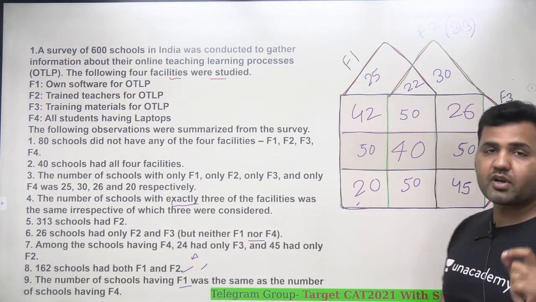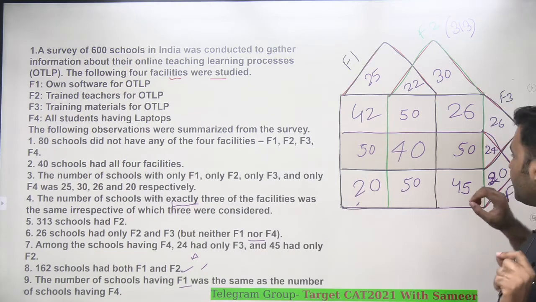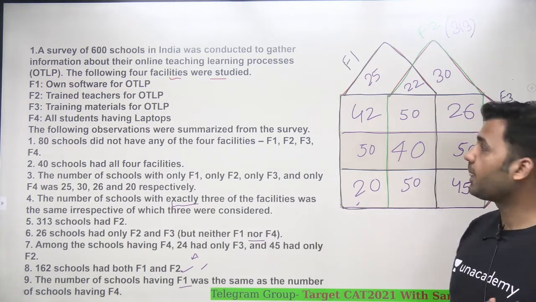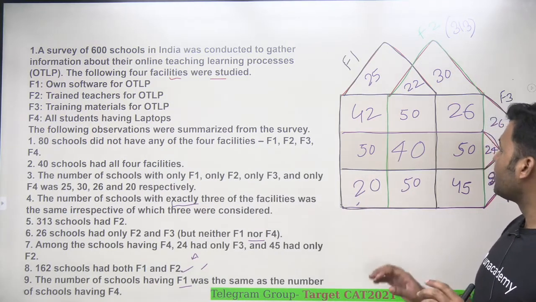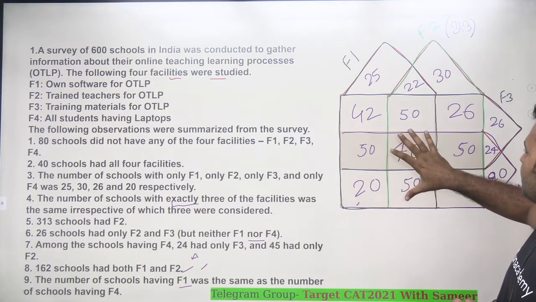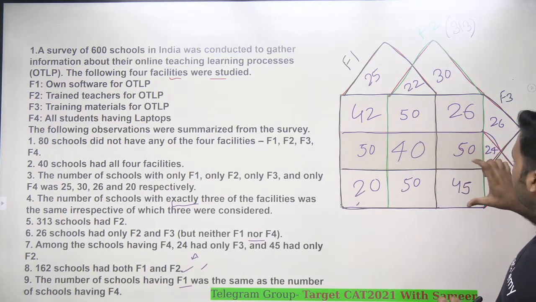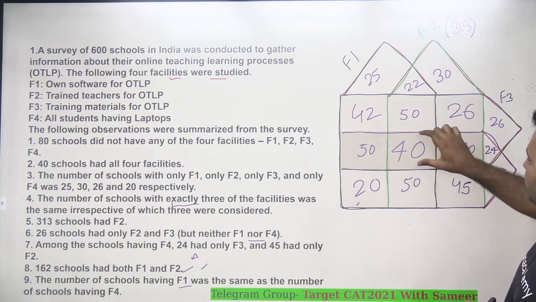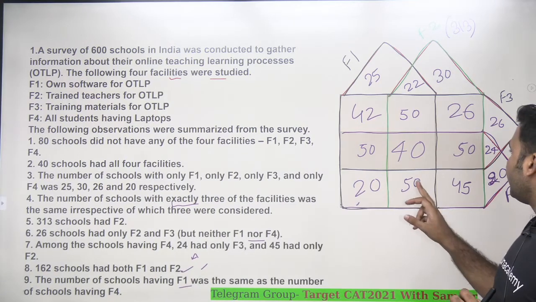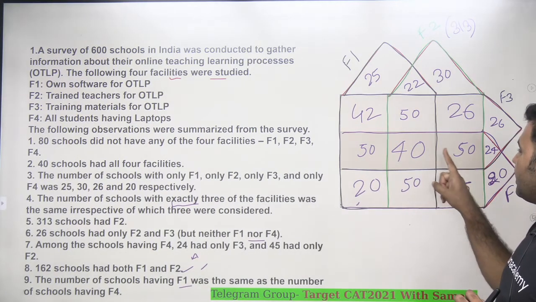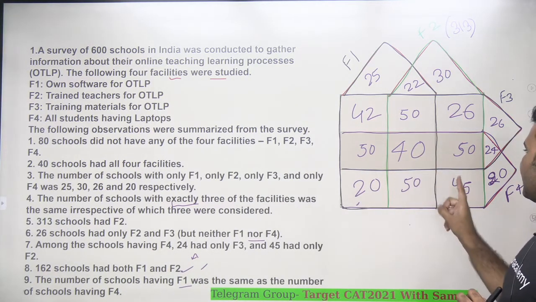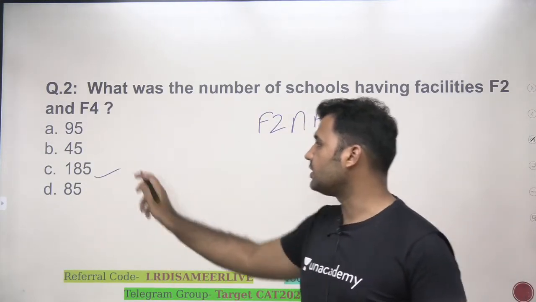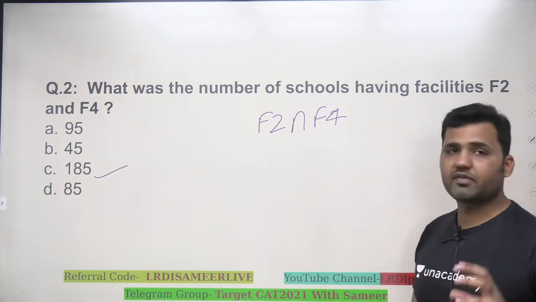So when you're looking for F2 and F4, you are supposed to take only one value when the word only or exactly is mentioned. Because it says F2 and F4, you need to include the values of all these 4. Now it includes the intersection of 2 as well as the intersection of 3 as well as the intersection of all 4 sets. So 50 plus 50, 100, plus 40, 140, plus 45, 185. So the answer to the question is option C, the number of schools having facilities F2 and F4.